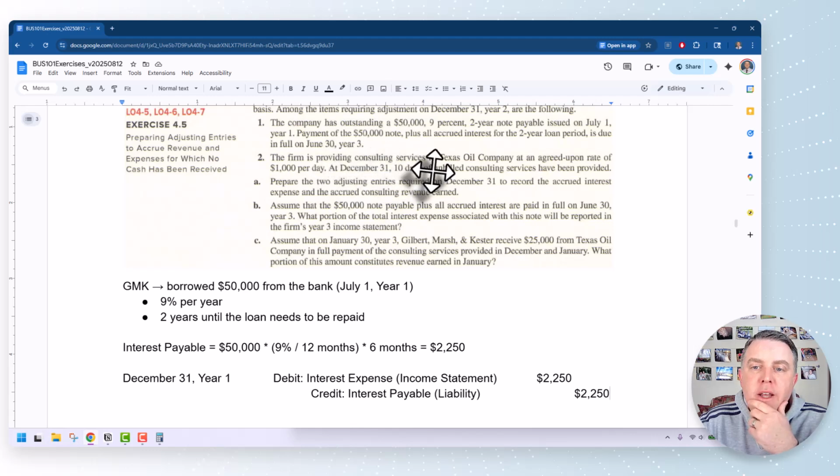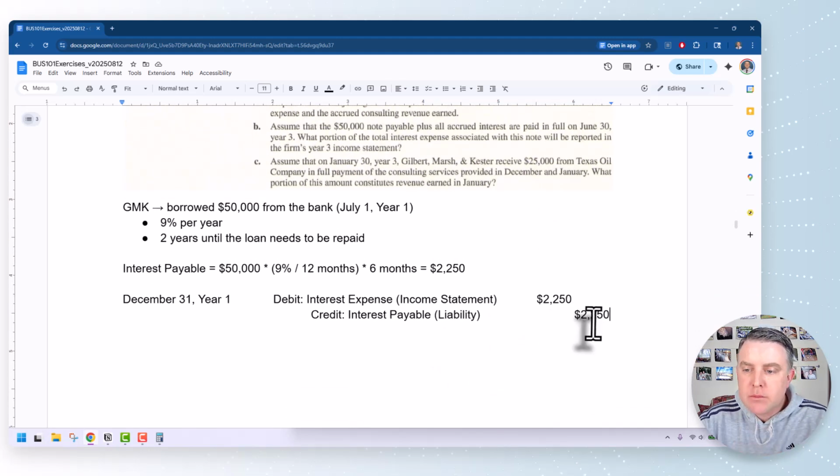The firm is providing consulting services to Texas Oil Company. So GMK, the company we're doing the journal entries for, is doing consulting work. They're giving advice to Texas Oil Company at an agreed upon rate of $1,000 per day. So every day that GMK gives advice to Texas Oil Company, Texas Oil owes $1,000 for each day. At December 31st, 10 days of unbilled consulting services have been provided.